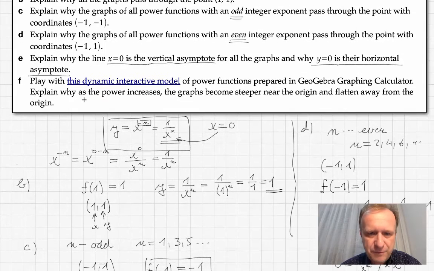Okay, now for the last part. In part F, we are asked to play with this dynamic interactive model of power functions prepared in GeoGebra Graphing Calculator and explain why, as the power increases, the graphs become steeper near the origin and flatten away from the origin.